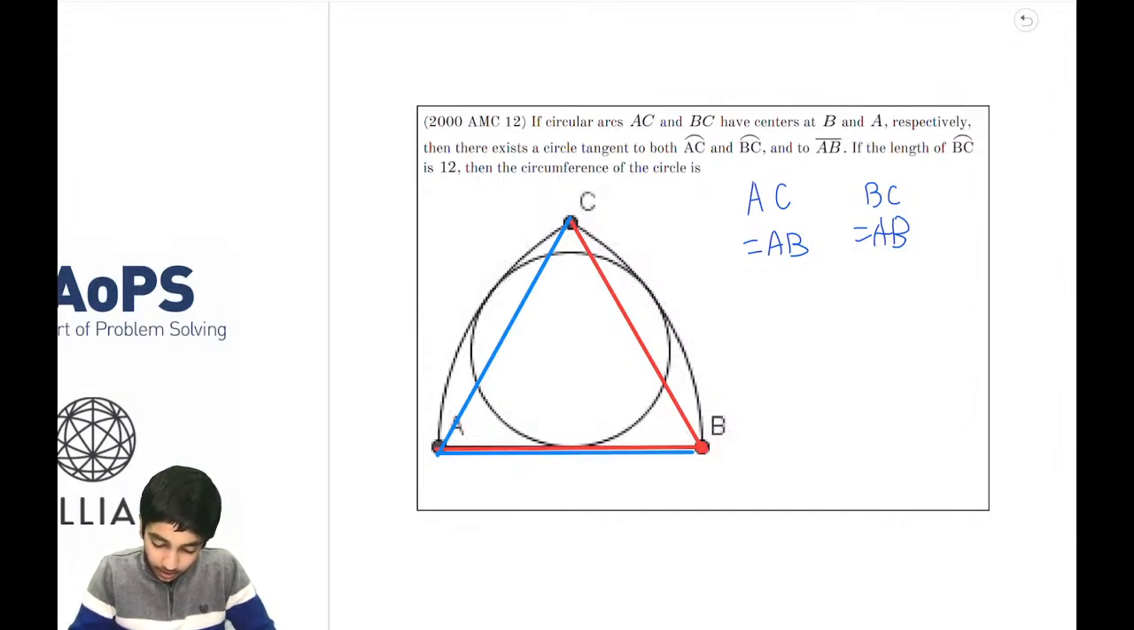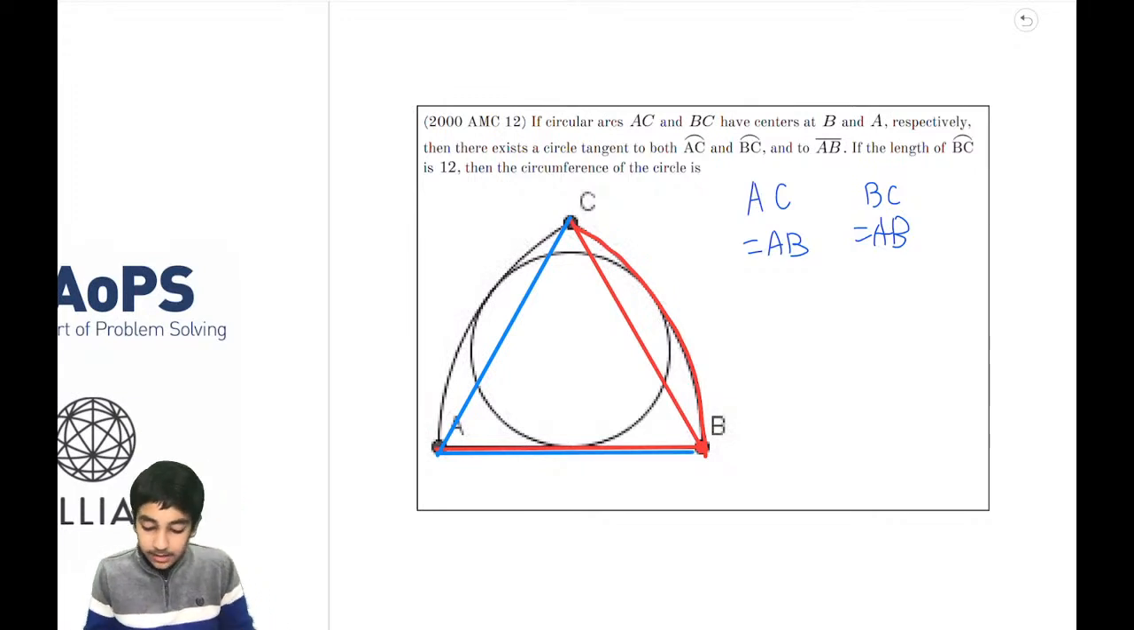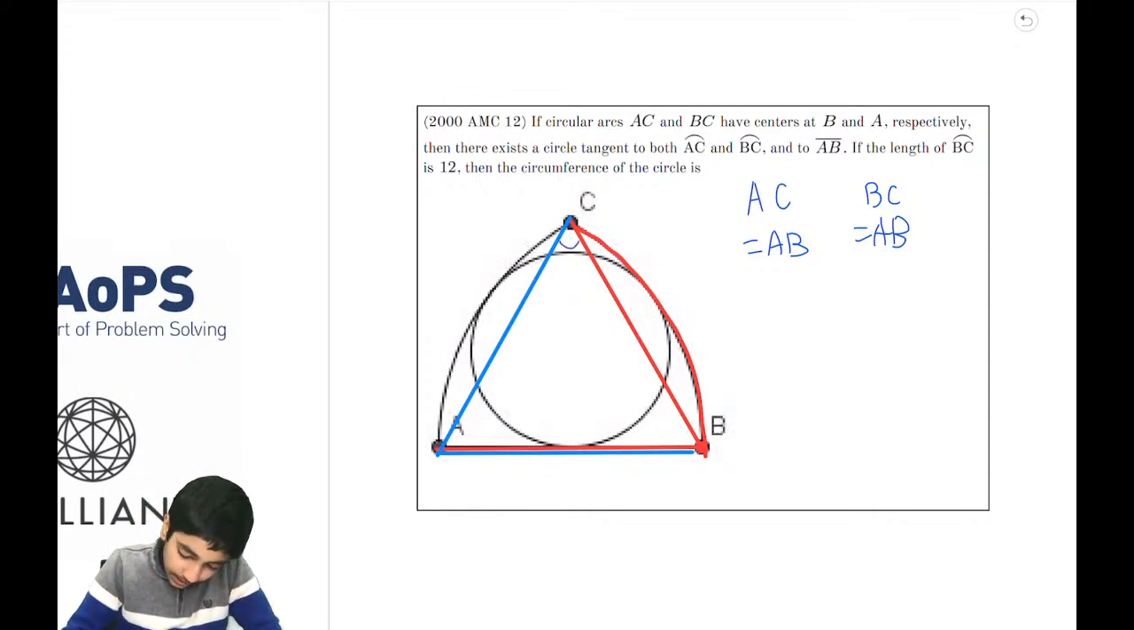And since we also have arc BC on with center A, we know that AC is AB. So if AC is equal to AB and BC is AB, then all three segments are equal. Okay, so if all three segments are equal, what does that mean? That means it's an equilateral triangle, or all three angles are 60.